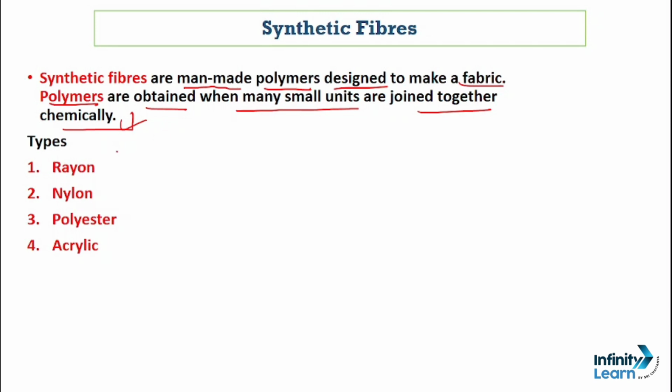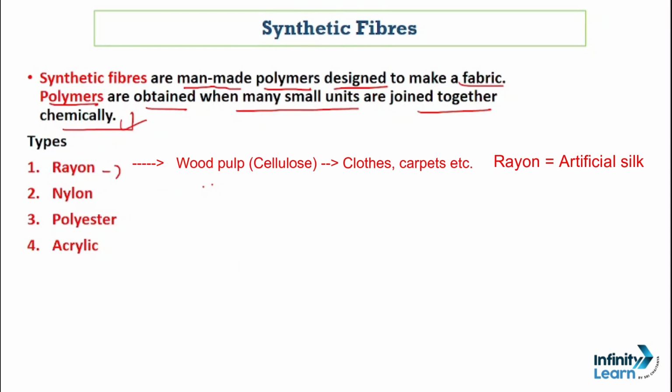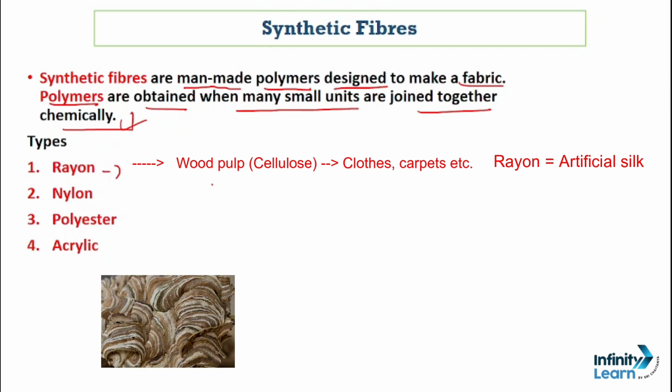First is rayon, and this rayon we mainly get from wood pulp. As synthetic fibers are not natural fibers, how do we get rayon from wood pulp? Let me tell you that the wood pulp contains a chemical, that is cellulose. So with the help of this chemical we get rayon. It is also known as artificial silk, and it is mainly used for making clothes or carpets.